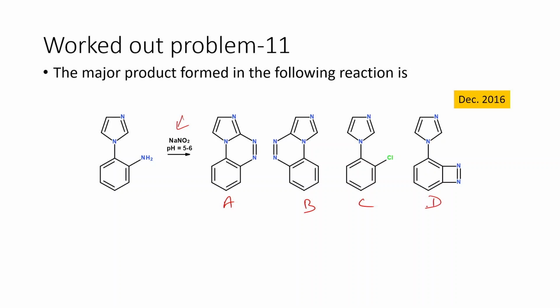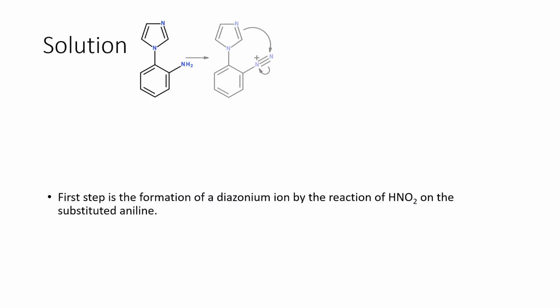So we have to find out the final product that can be formed in this particular reaction; 4 options are given. This was asked in December 2016. So we are going to find out how the reaction actually proceeds. Let us look at what the first reaction is.